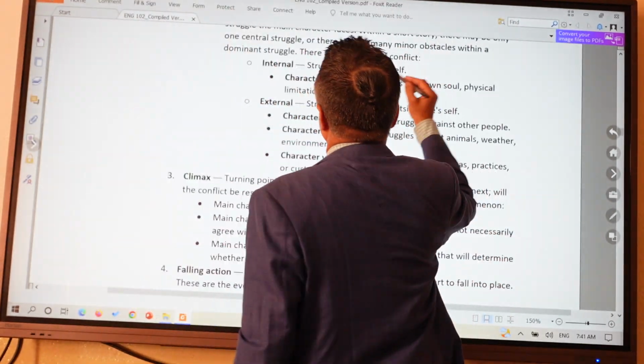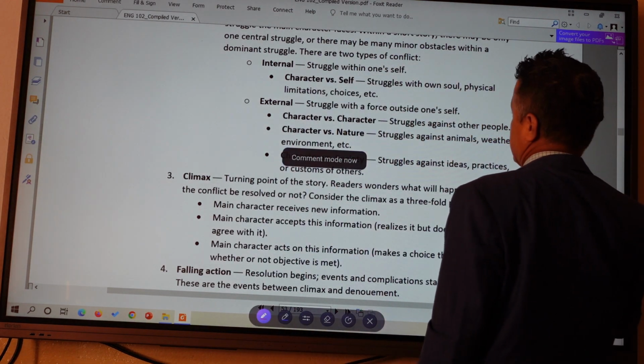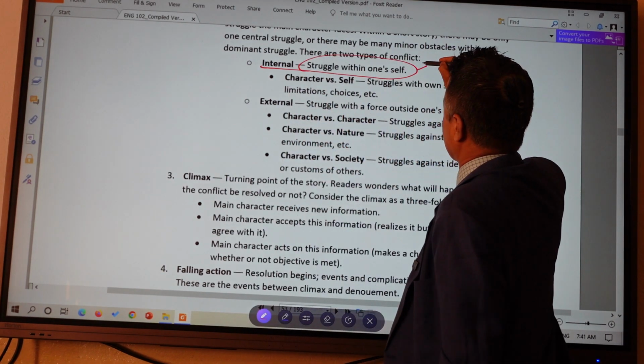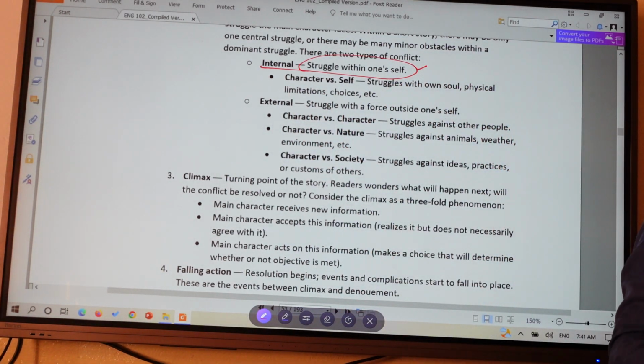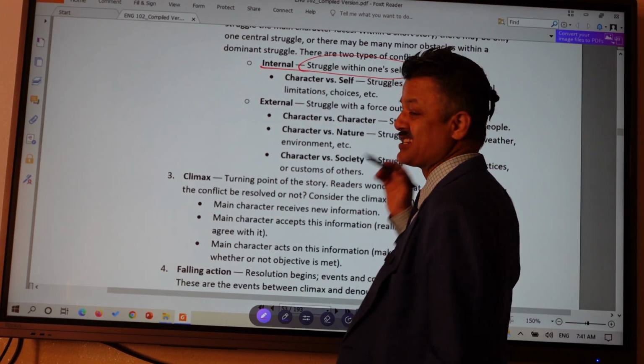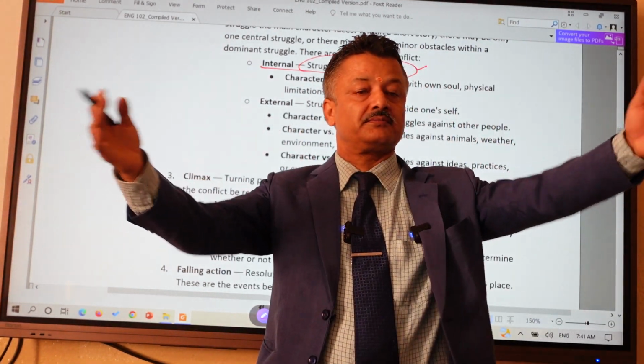So I told you there is internal conflict, as I told you earlier. The narrator himself talks to himself, a struggle within oneself. This is the kind of conflict we have in this story. This story, Dawn, shows internal conflict. Struggle within one's self. Should I do this? Should I do that? Most of you have this conflict.